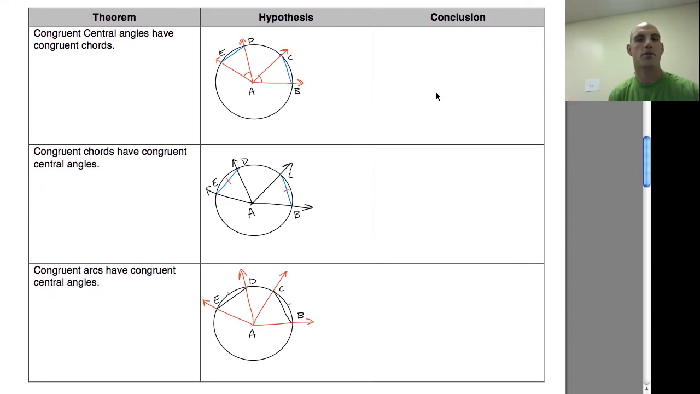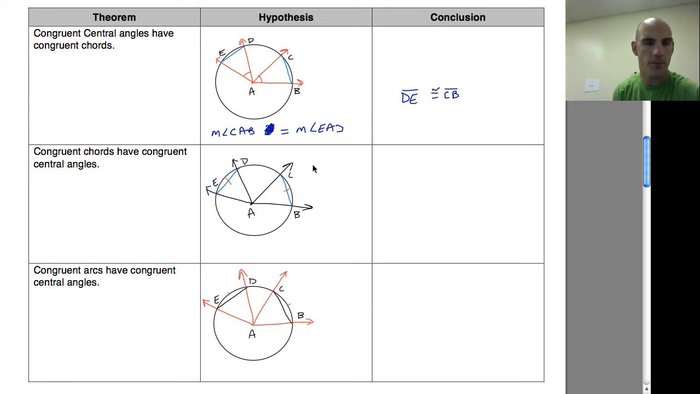Congruent central angles have congruent chords. So here I have the measure of angle CAB is equal to the measure of angle EAD. Measurements aren't congruent, measurements are equal. So the conclusion that I can make is that DE is congruent to CB. Because these two angles are congruent, marked with the congruent sign, the chords between the endpoints of the angle must be congruent.